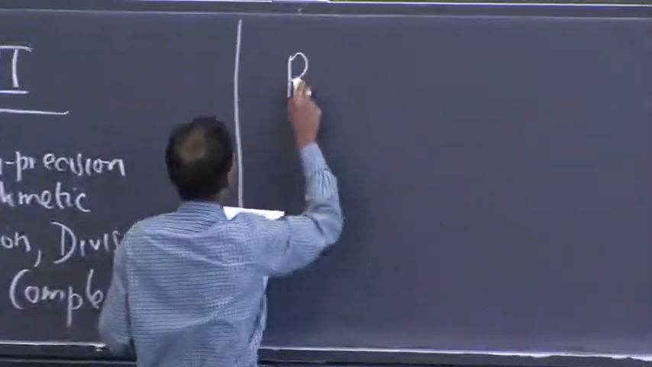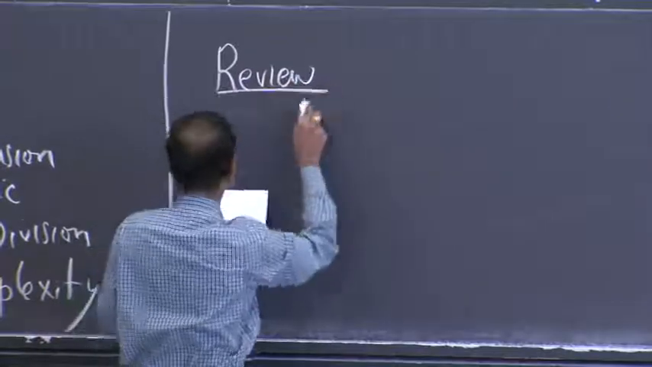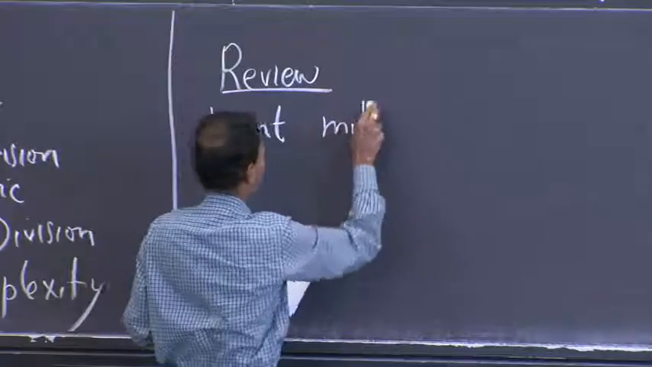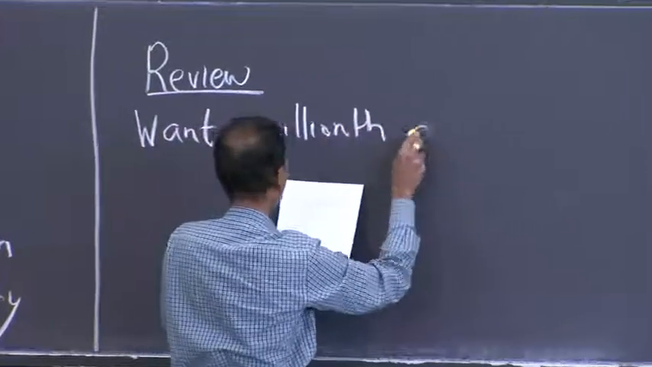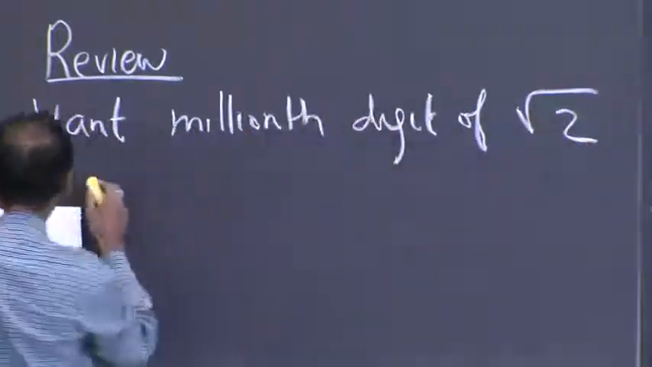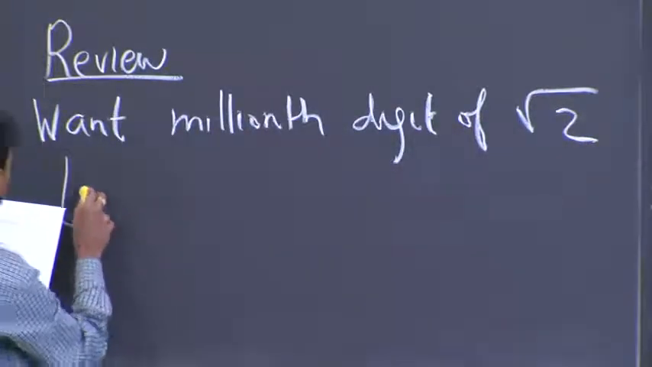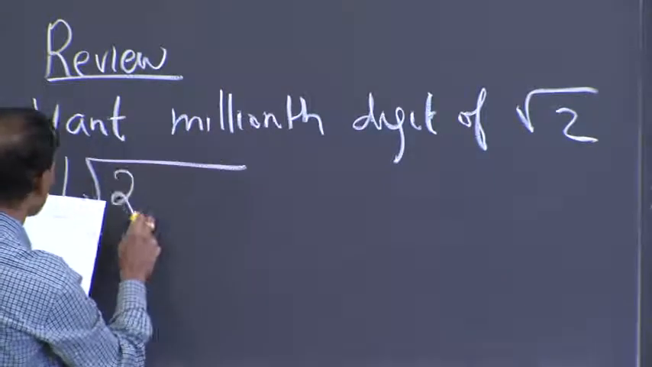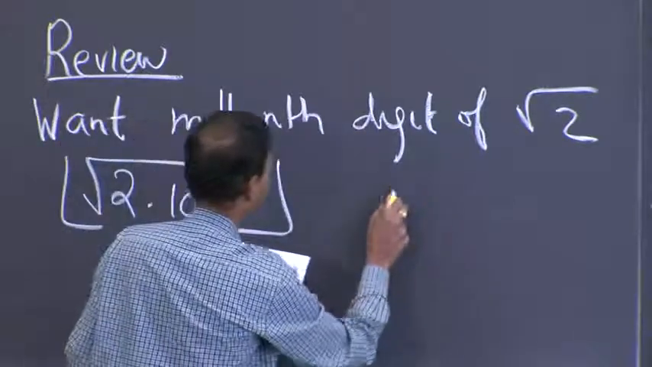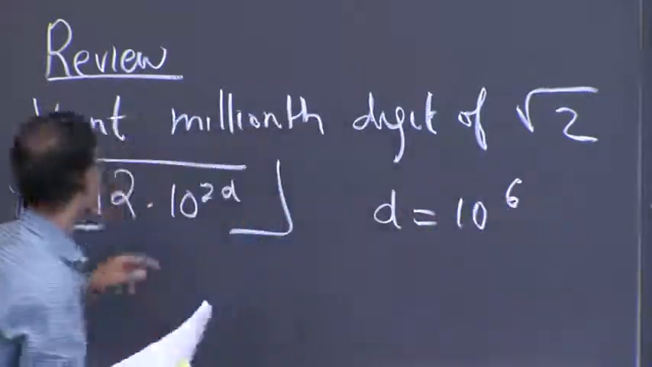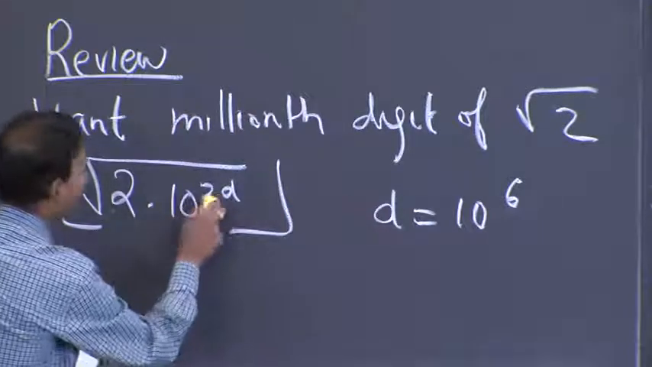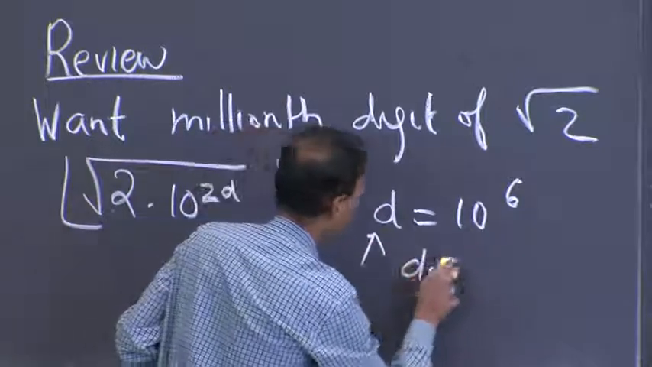So let me start with a review of what we covered last time. We decided that we wanted the millionth digit of square root of 2, and the way we're going to do this is by working with integers and computing the floor, since we need it to be an integer, of the square root of 2 times 10 raised to 2d, where d is the number of digits of precision.